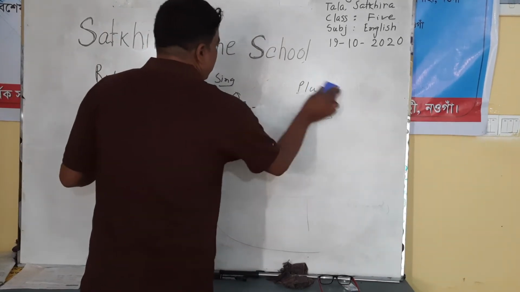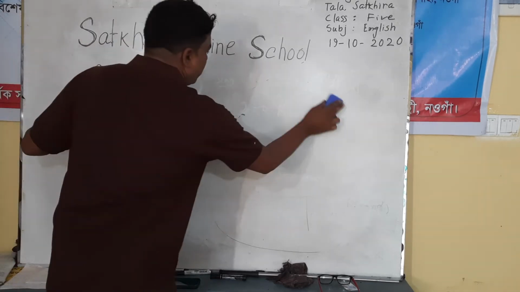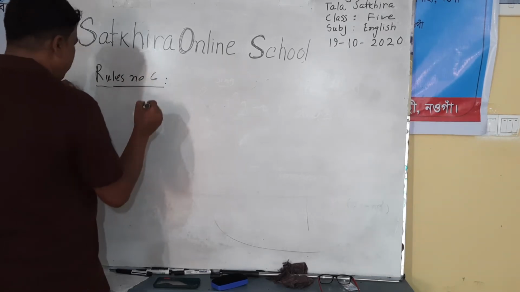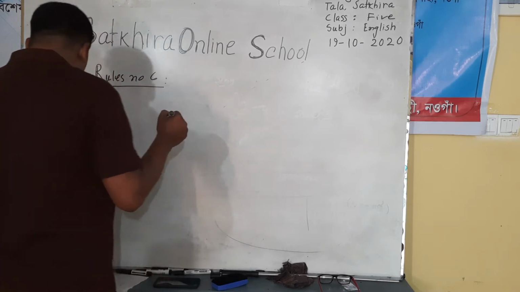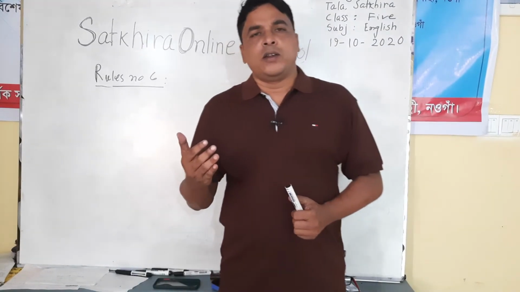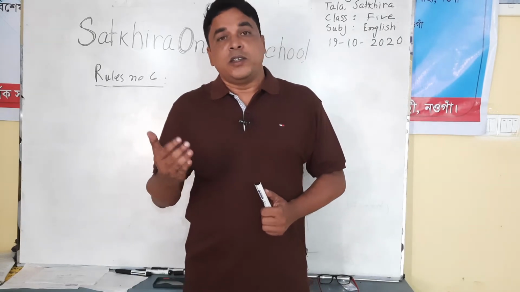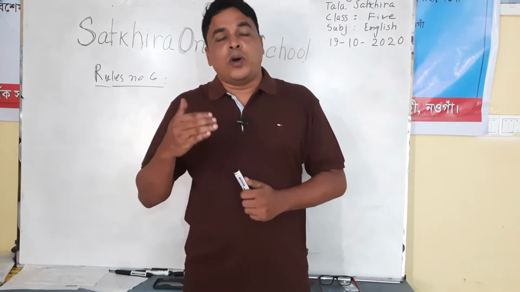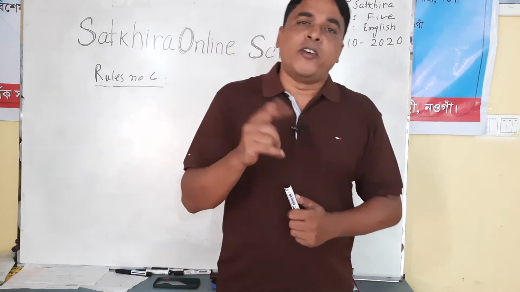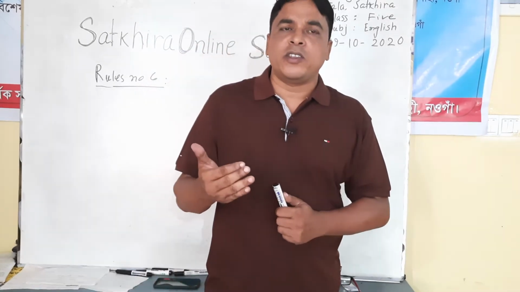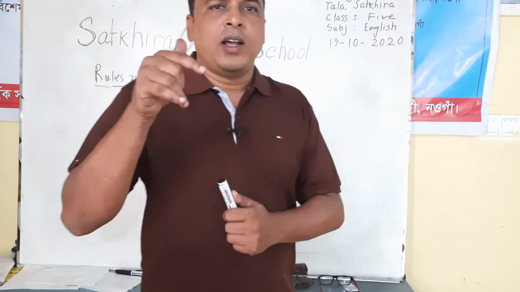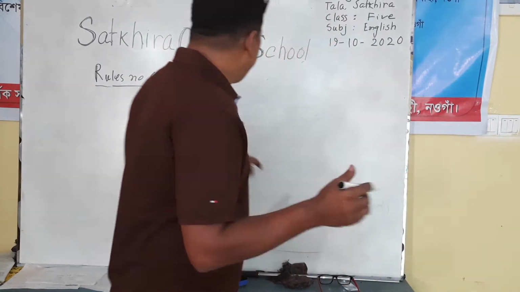Now, rule number 6. Another rule is that if the singular word's last letter is Y and before Y there is a consonant, this type of word we can change by using is in lieu of Y. Okay, I clear it now.